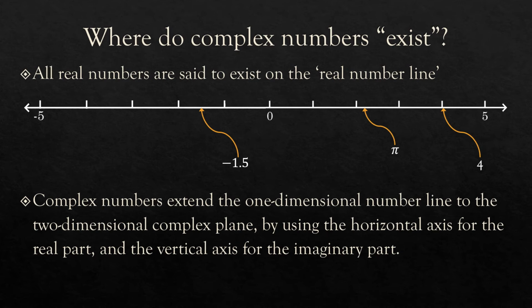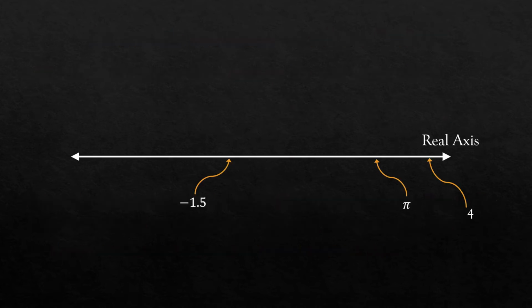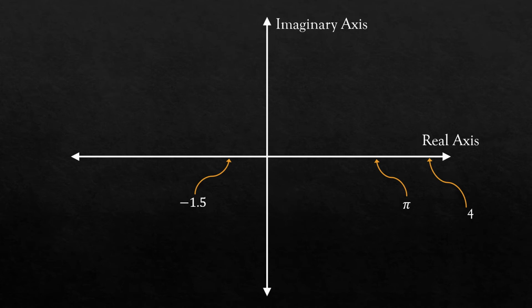Complex numbers extend the one-dimensional number line to the two-dimensional complex plane by using a horizontal axis for the real part and the vertical axis for the imaginary part. So here we have our real axis and we have the numbers 4, pi, and negative 1.5. But when we want to use complex numbers, we add a vertical imaginary axis.